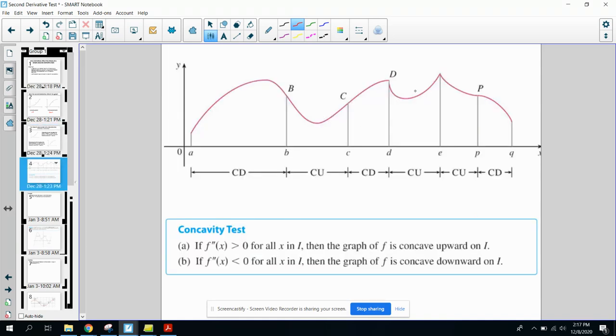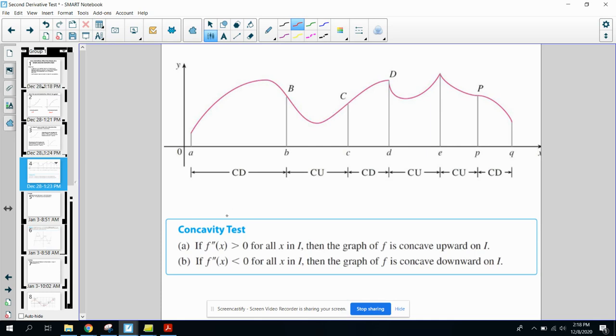Okay, so here's a function, and we can see the different intervals of concavity. From A to B, we have concave down, right? Looks like a frown. If I draw tangent lines, they're all going to be drawn above the curve. From B to C, I have concave up, looks like a cup. C to D, concave down. D to E, concave up. E to P, concave up. P to Q, concave down.